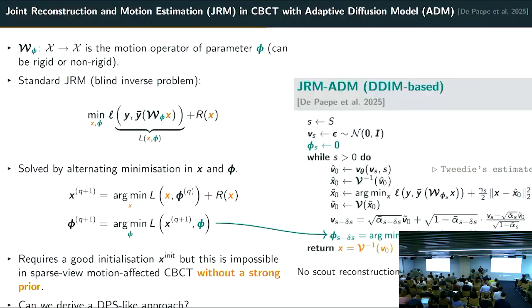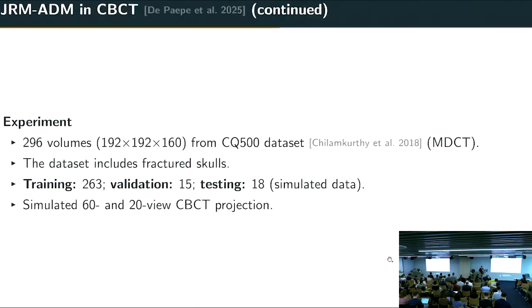So the method is called ADM, for Adaptive Diffusion Model. This is based on DDIM, so slightly different from DDPM before. We just add a motion estimate during the reconstruction. So we treat this as an iterative reconstruction, and we update the motion parameter at each iteration, and we return the final image with the inverse wavelet transform.